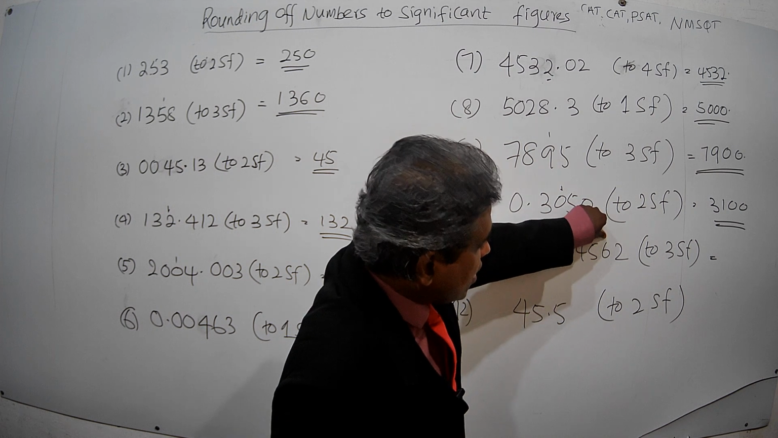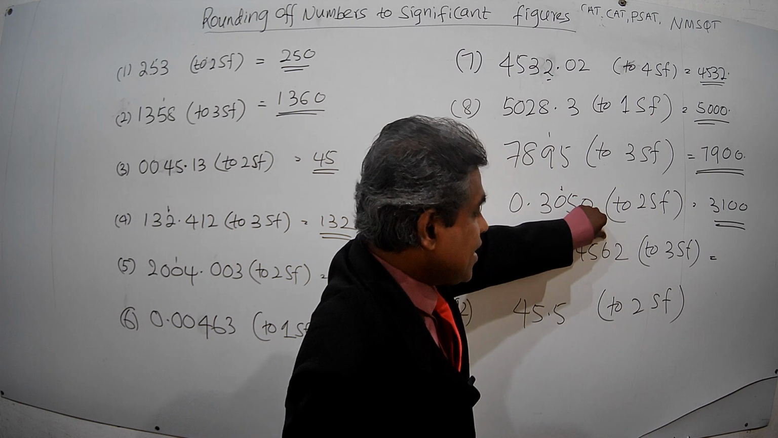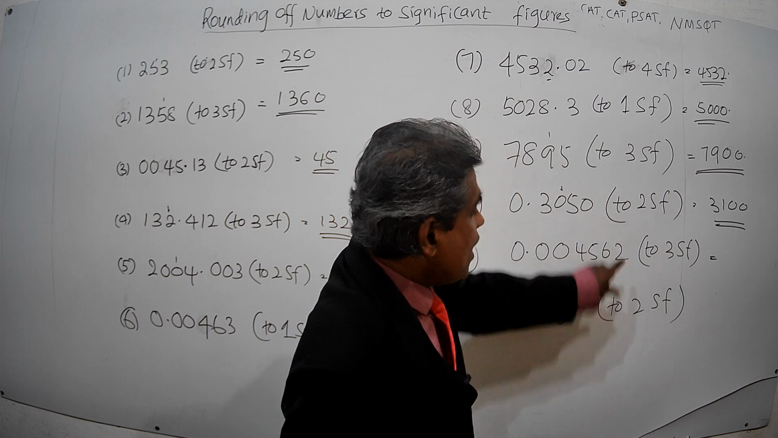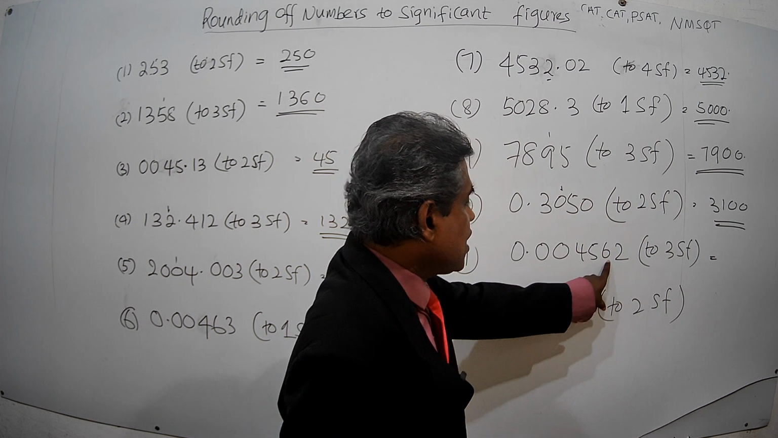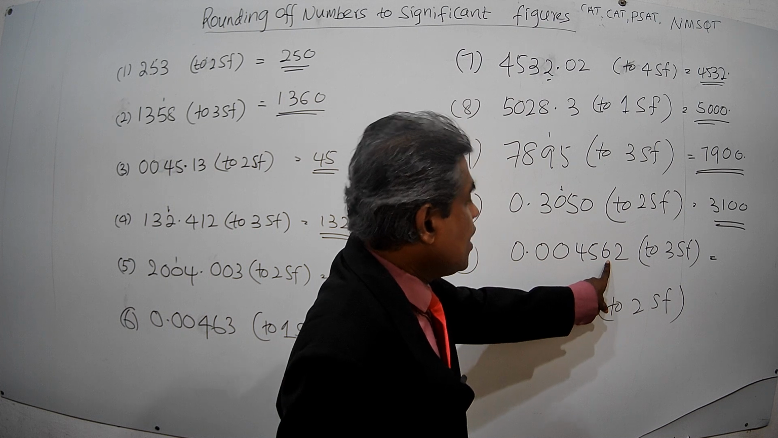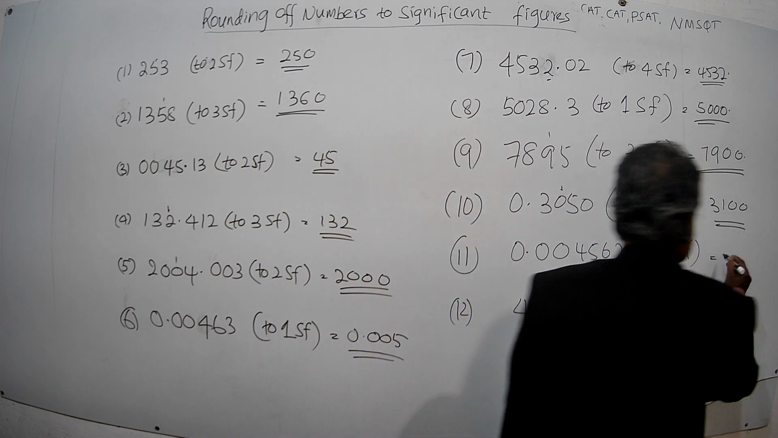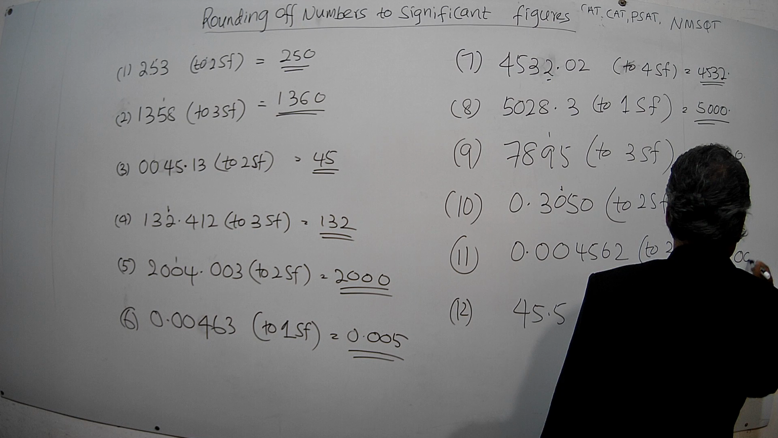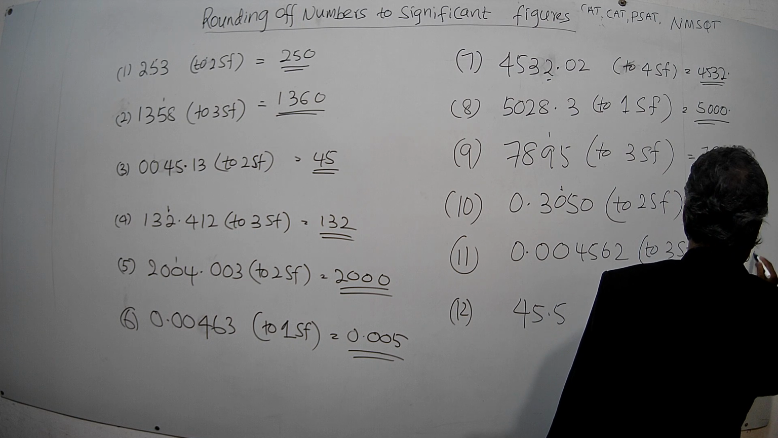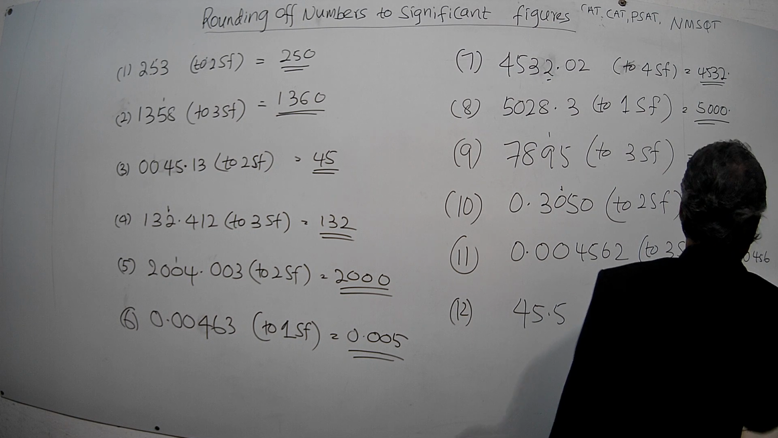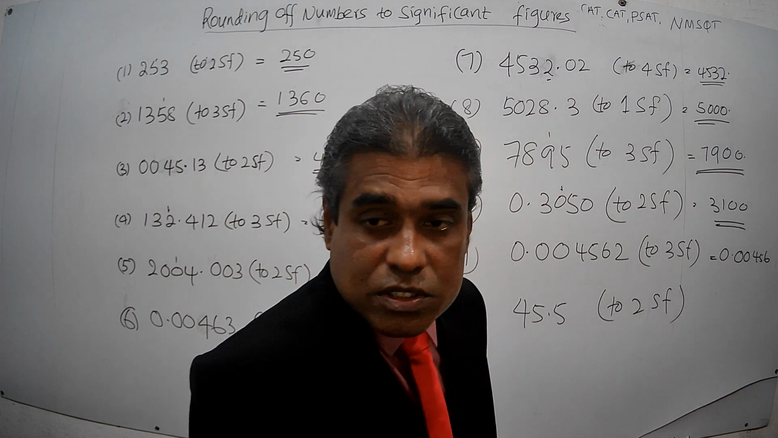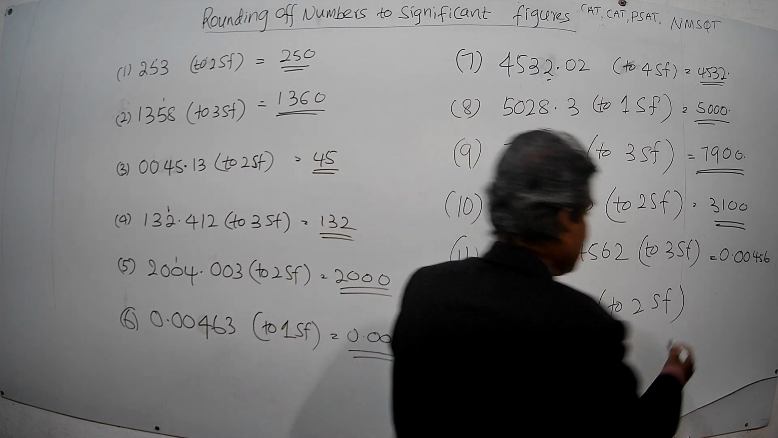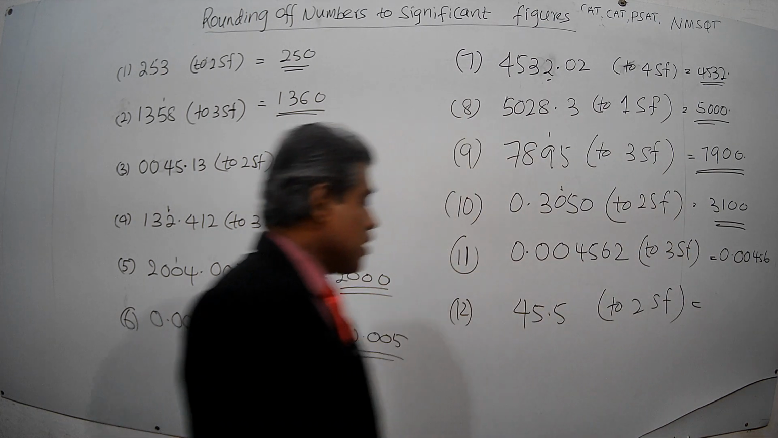You have to write this correct to the third significant figure. Therefore, look at the digit in the fourth significant figure. If it is less than 5, you don't add anything to this one. You write the number until the required degree of accuracy, that is the third significant figure, and that's all. Then 0.00456. That is the answer for that. 0.00456.